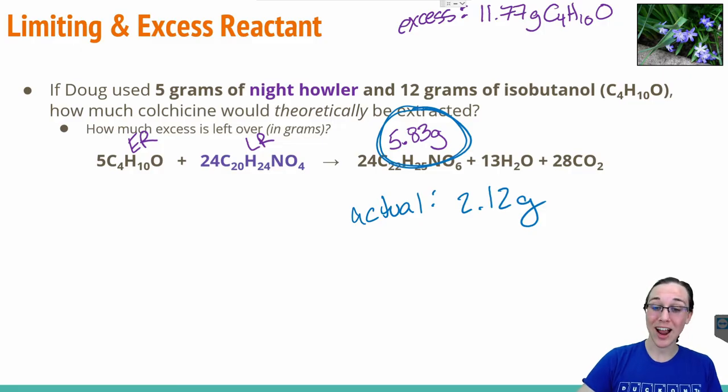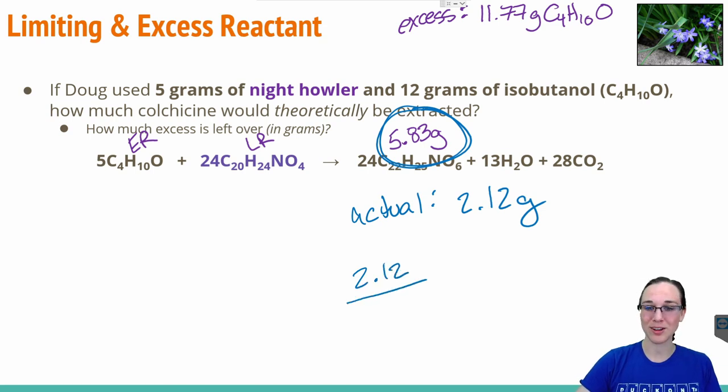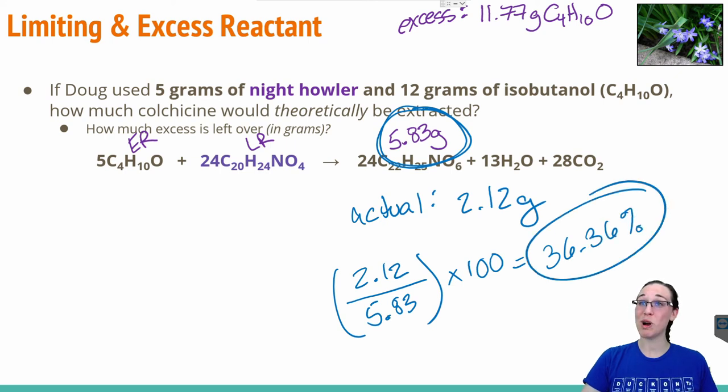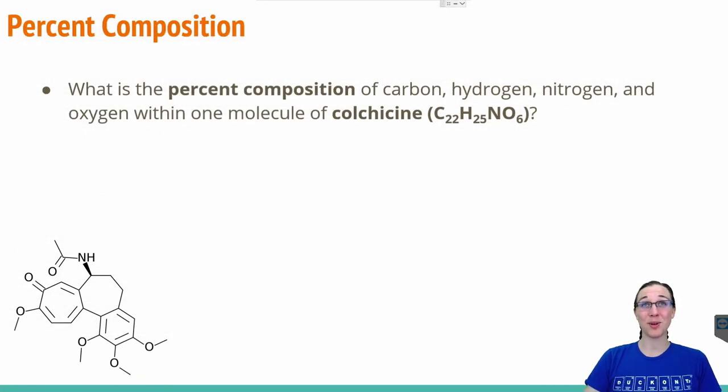So we're gonna take our actual, our 2.12, divide it by our theoretical, 5.83, and multiply that by 100 to figure out what Doug's percent yield was. If this were the case, Doug's percent yield would be a mere 36.36%. Wop wop. Here's your blast from the past problem, and we're gonna figure out the percent composition of each atom present in the neurotoxin.